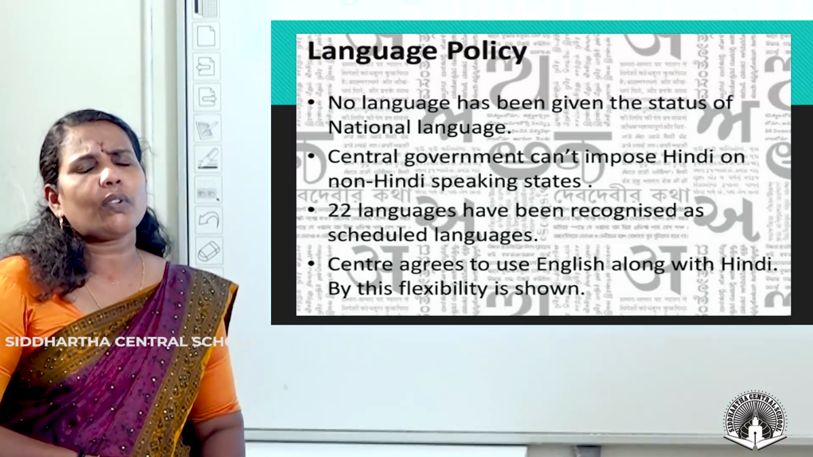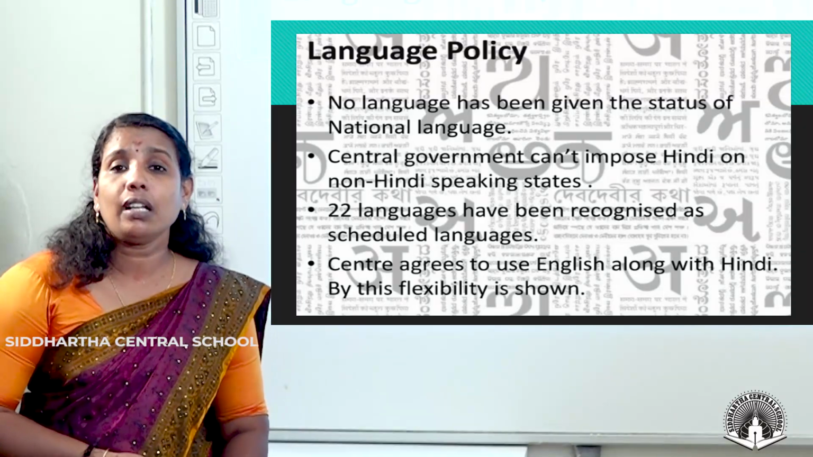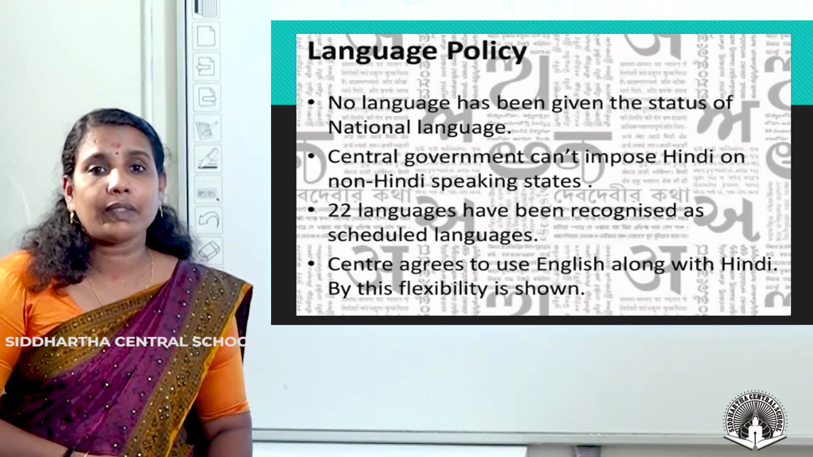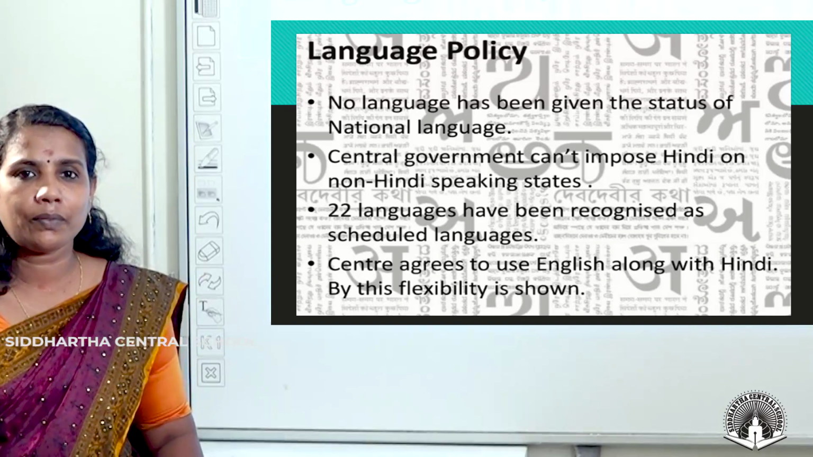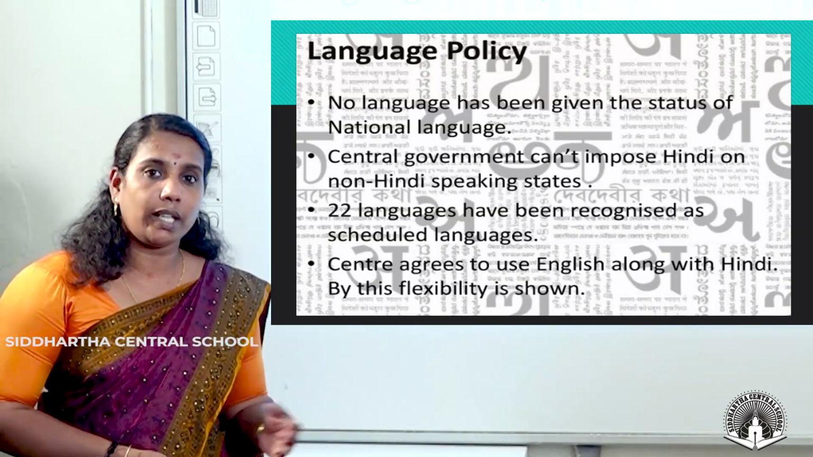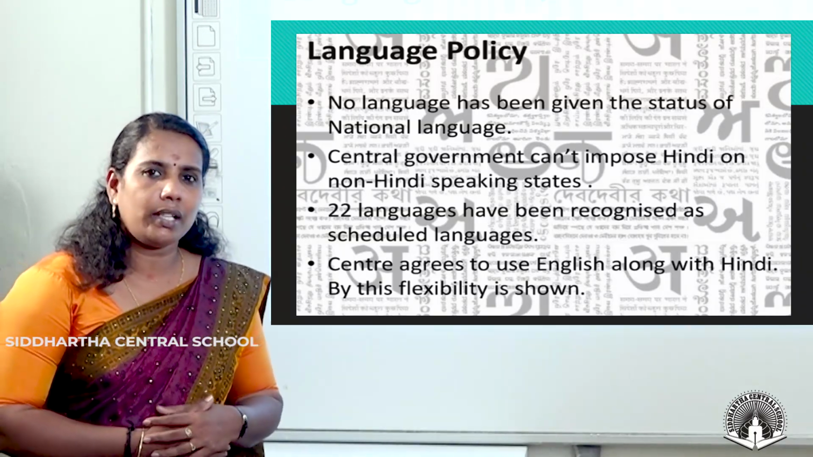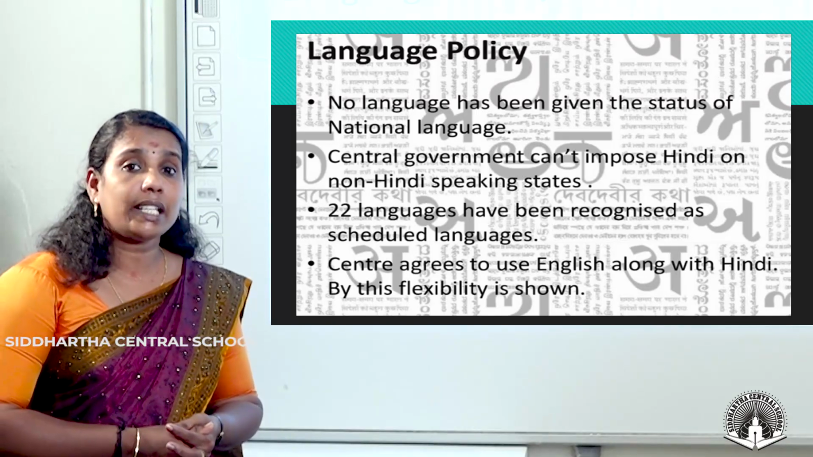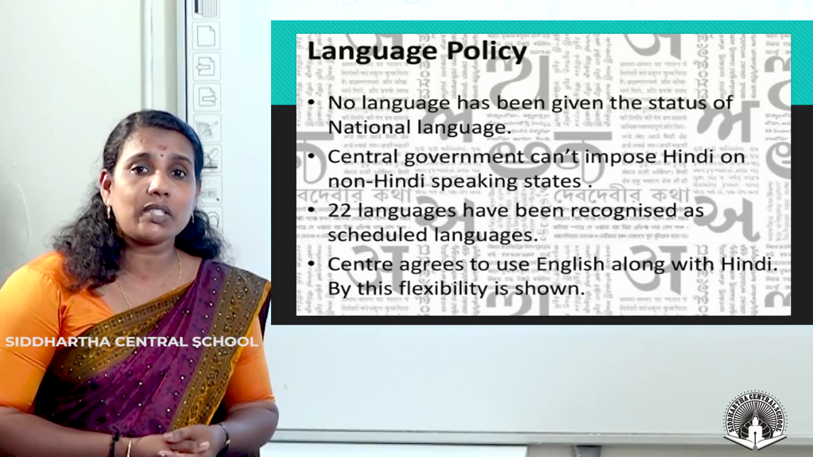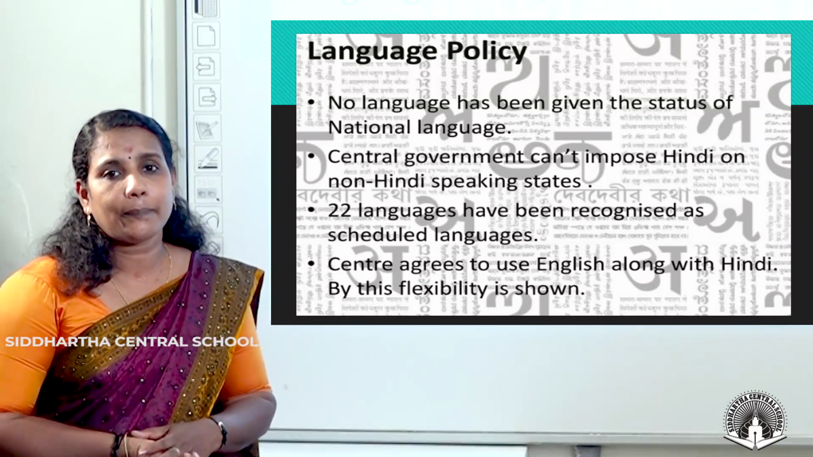But a lot of states demanded to continue the use of English. And in Tamil Nadu, it took a violent form. Later, the central government responded by agreeing to use the English language along with Hindi.